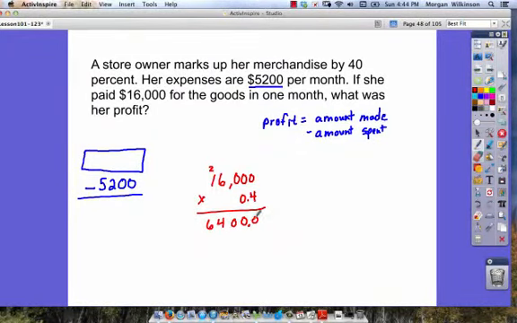That's going to be how much she makes off of all the goods that she's already bought. So we're going to take 6,400 and we're going to subtract 5,200 from it. When we do that, well, we've got double zeros on the end, and 64 minus 52 must be 12. So we've got an answer of $1,200. That must be her profit, because it's the amount she makes minus the amount that she spent, or her expenses.